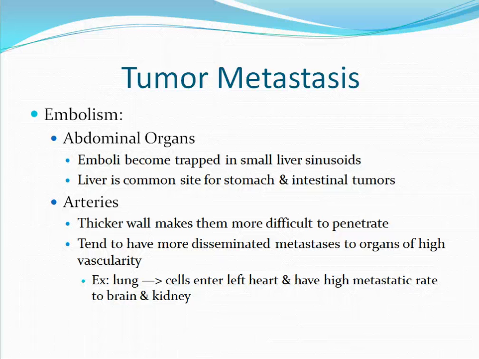Arteries have thicker walls, so they are much more difficult to penetrate. They do tend to have a more disseminated metastases to organs of high vascularity. For example, the lungs. Cells enter the left heart and have a high metastatic rate to the brain and to the kidney.